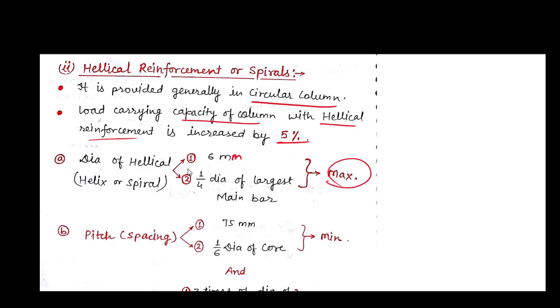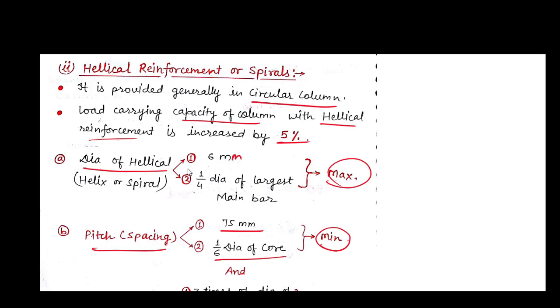As we have already discussed for the transverse reinforcement part, the dia will be taken from maximum value and pitch will be taken from minimum value. So dia of helical bar will depend on 6 mm or 1/4 of dia of largest main bar. Whichever is maximum we will take as dia of helical, and pitch or spacing for this helical reinforcement is taken from 75 mm to 1/6 dia of core.